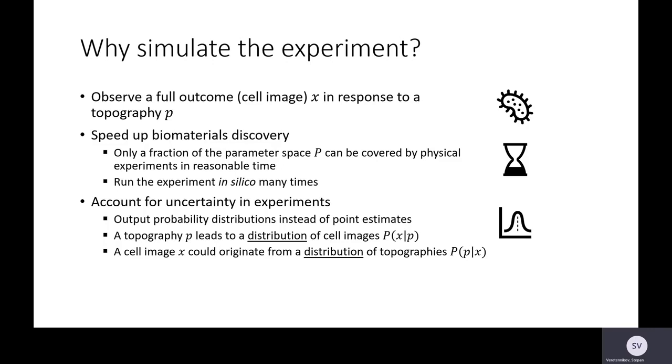Here we assume that topography actually leads to a distribution of cell images. And this is, by the way, supported by the fact that given the same topochip, the same topography is placed multiple times, and it leads to maybe similar but different pictures of different cells. And we want to account for that in our model. And vice versa, we assume that a cell image could originate from a distribution of topographies, which again can be similar, but they could be different in some way.